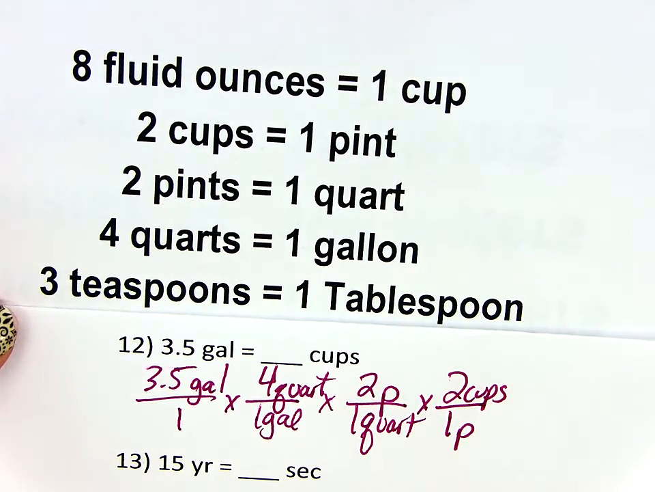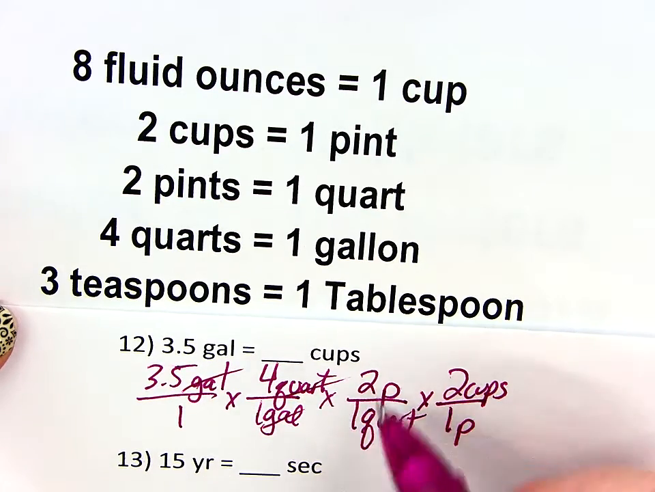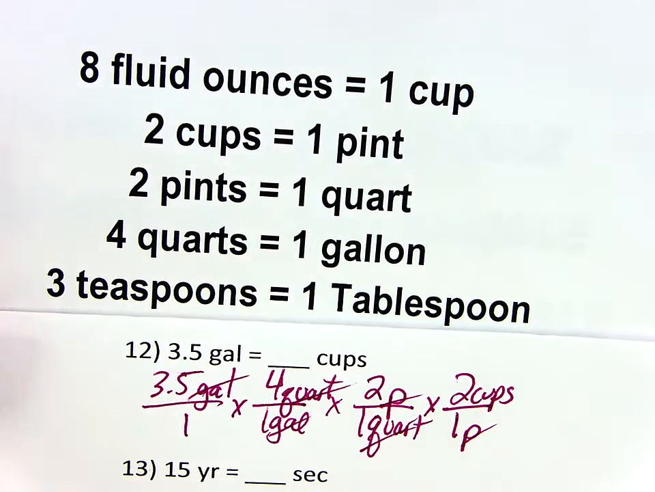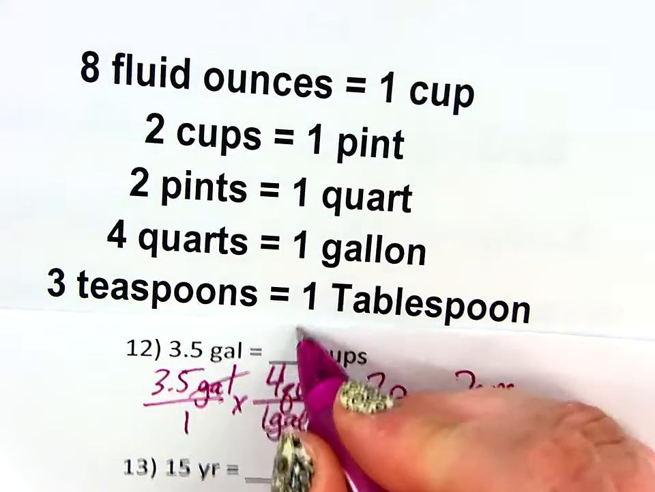Oh, and that's as far as I had to go. I was trying to get to cups. So now I just do the math. Well, let's check our units. Gallons, gallons, quarts, quarts, pints, pints. I'm left with cups. So this time my denominators are not 1, multiply straight across, and we get 56. 56 is correct.